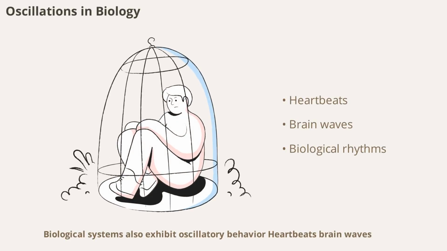Biological systems also exhibit oscillatory behavior. Heartbeats, brain waves, and circadian rhythms are all examples of natural oscillations. These rhythms are vital for health and survival, and scientists study them to understand how living organisms function and adapt.